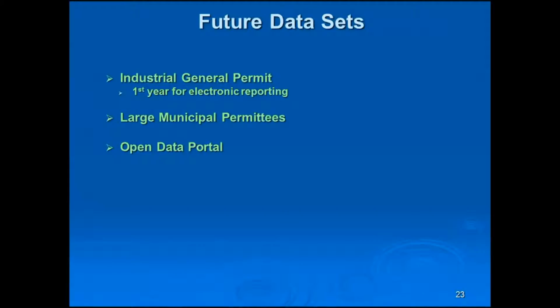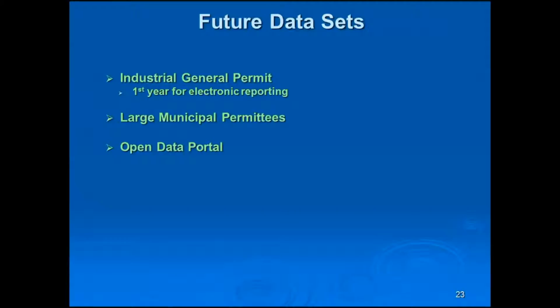So, future data sets. I already mentioned the industrial permit had an electronic reporting requirement that became effective in July of 2015. We're still getting data, and right now what we have is the notice of intent data, or the application data, for the dischargers. July 15th, we're going to get the first annual report. Thankfully, it's been raining a lot more, so dischargers should be submitting their monitoring reports to us and we should have some of that data.